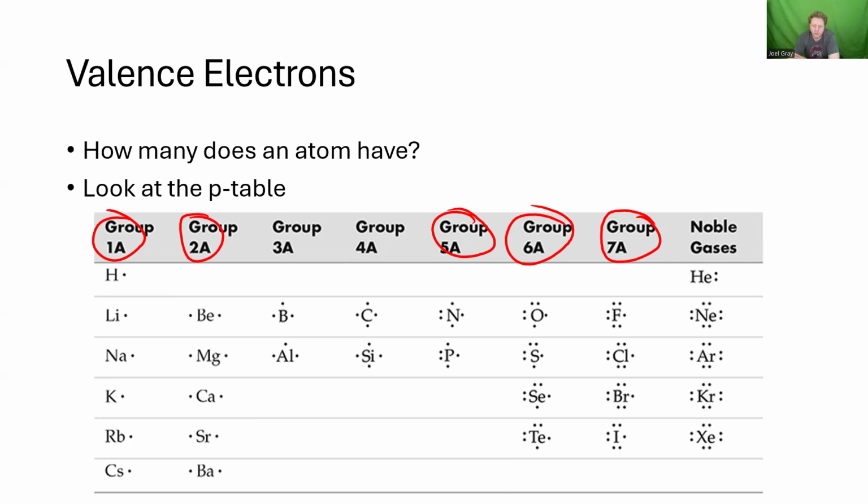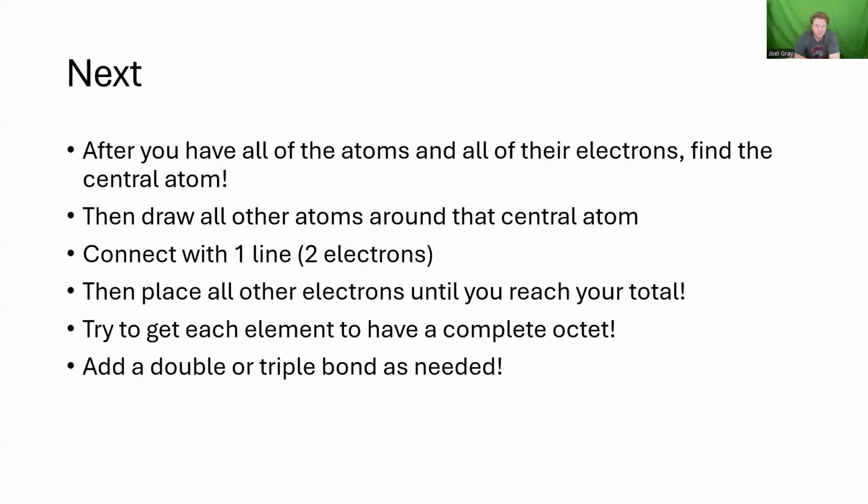So these different groups and those numbers correspond to the number of valence electrons. Now, drawing a Lewis structure of a molecule, we already know that process. Where it gets a little bit different is that now we're going to be drawing a Lewis structure of elements, but we are going to be using elements with lone pairs of electrons. So our process is the same. We need to look at all of the atoms and all the valence electrons that they have. We need to identify our central atom.